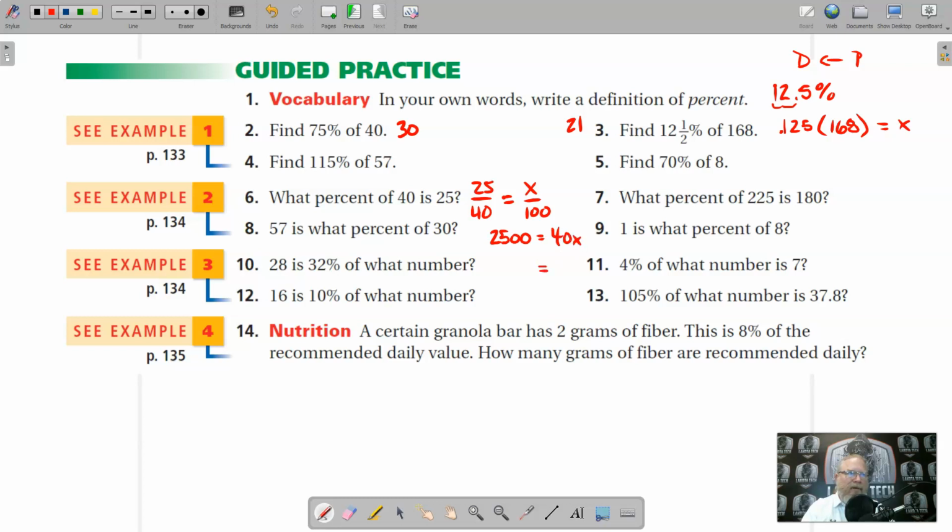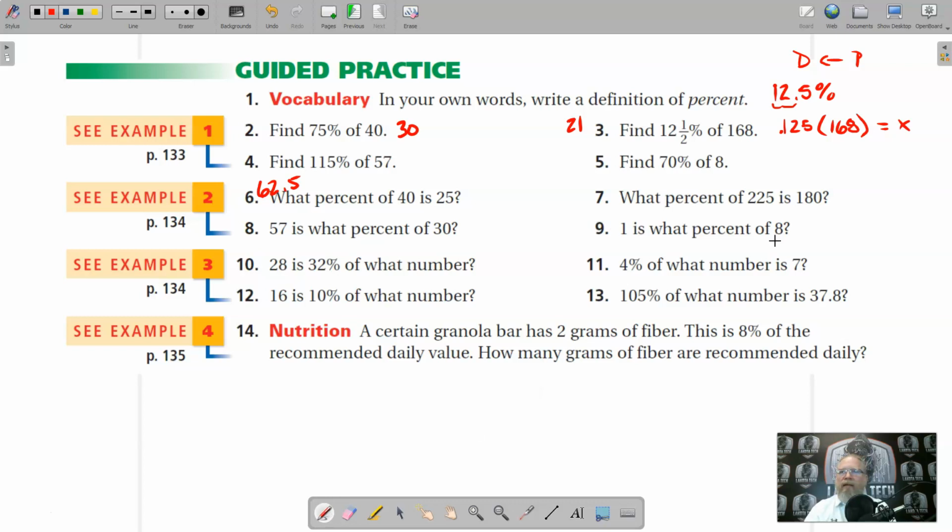Now let's divide both sides by 40. 2500 divided by 40. It is a decimal. The answer is 62.5. So this one here, 62.5. All right, we're at 29 minutes on this video, so let's go ahead.